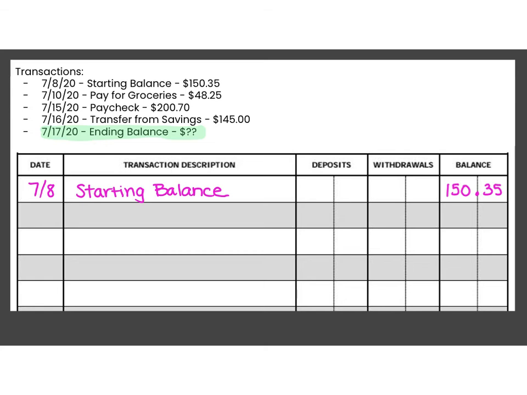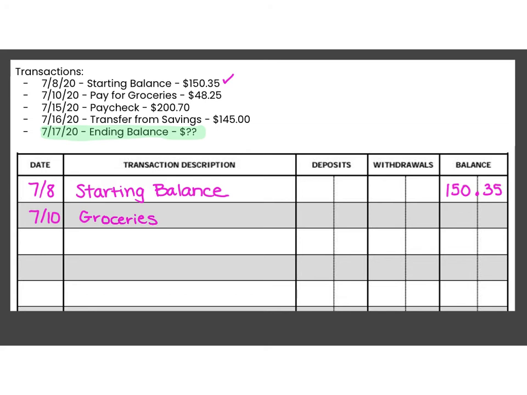So then if we move on to the next transaction, this one happened on July 10th. So we'll write 7/10 for the date. And this was to pay for groceries. So for my transaction description, I can write groceries. We're paying for groceries, so this money would be taken out of our checking account. So I'm going to place it in the withdrawals column.